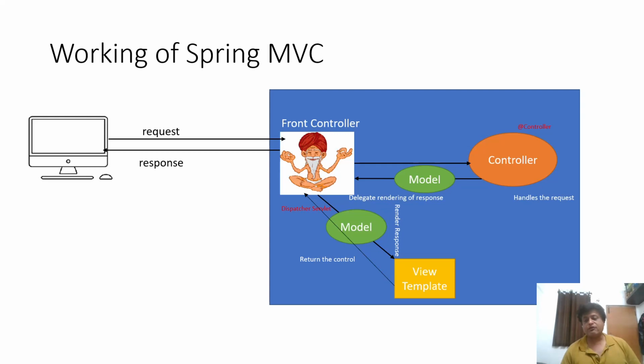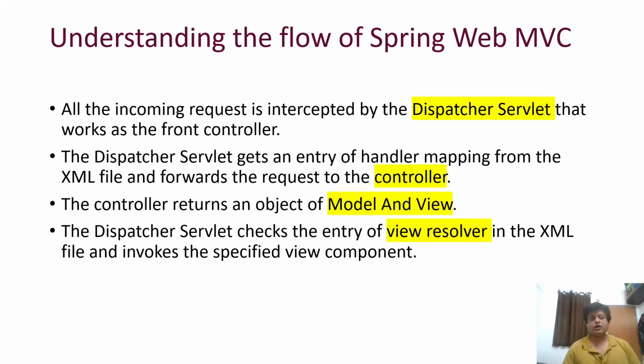It will render the response to the view template. In the view template you have all your JSP files or your view layer stuff, and that will return the control to the front controller, and the front controller will respond back to the web. So that's how the working of Spring MVC is.